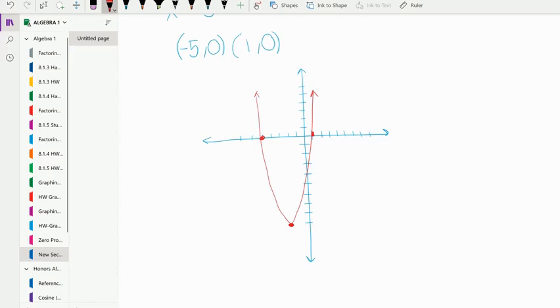All right, so that just talked about a different way to find the x-intercepts. And then again, we practiced graphing and finding the vertex.